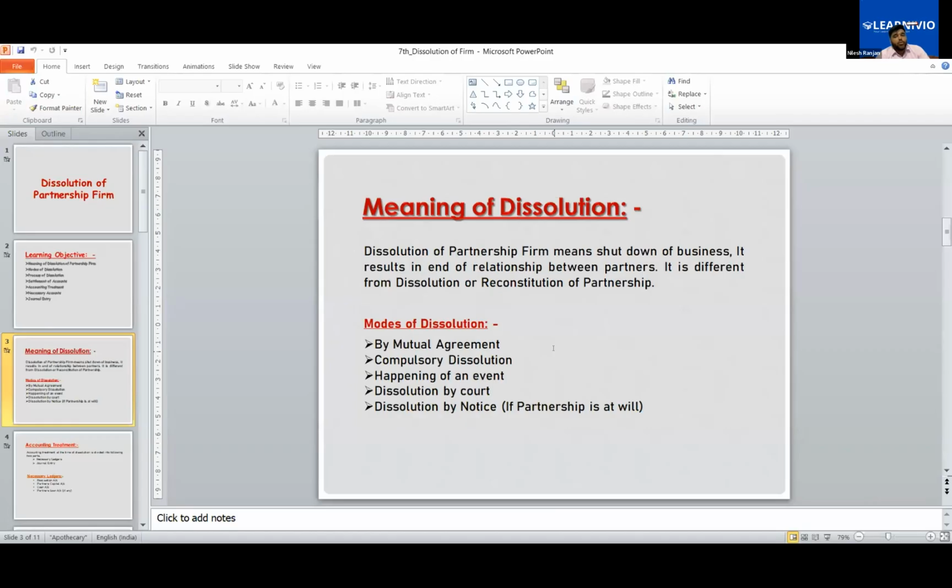After that, there are modes of dissolution. Modes of dissolution means how we can dissolve our partnership firm, how we can close our business. The first one is by mutual agreement. By mutual agreement means partners agree that we should dissolve the partnership firm. So all the partners, if they agree, then they can dissolve.